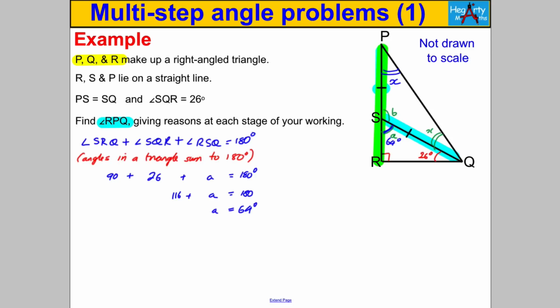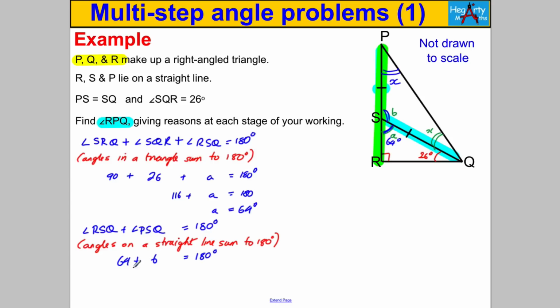Next, I can state that this angle and this angle add to 180 because they're on a straight line. So I'm going to state that angle RSQ plus angle PSQ is equal to 180 degrees. Reason, angles in a straight line sum to 180. So therefore, I can write that 64 add B is equal to 180 degrees, and taking away 64 off both sides, I therefore get that B must be equal to 116 degrees. Let's continue our working over here. I've now got that this angle here is 116 degrees.